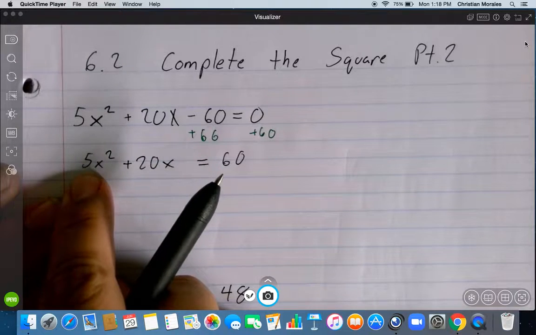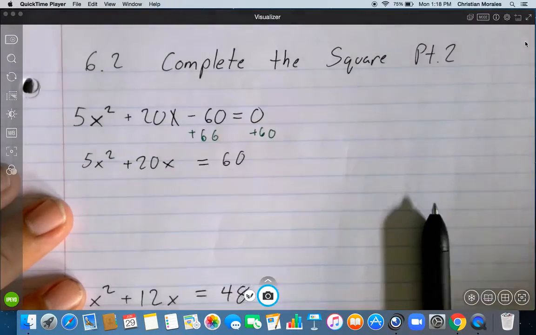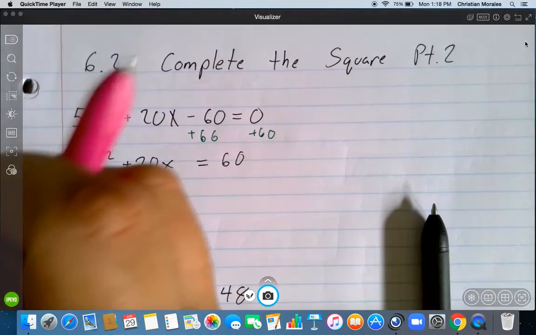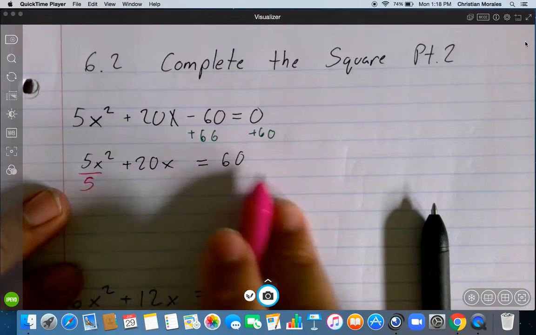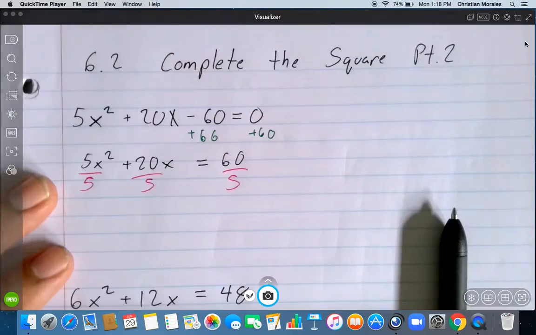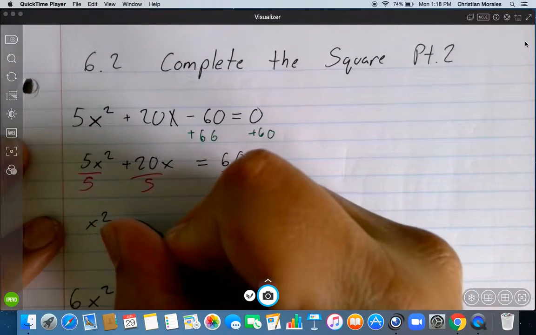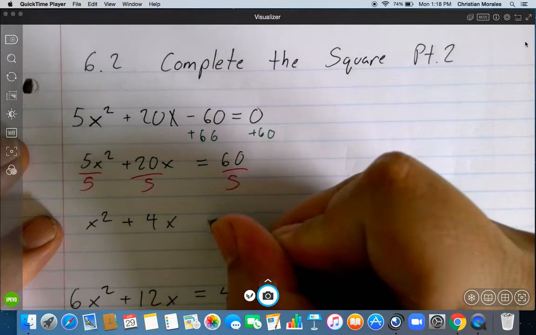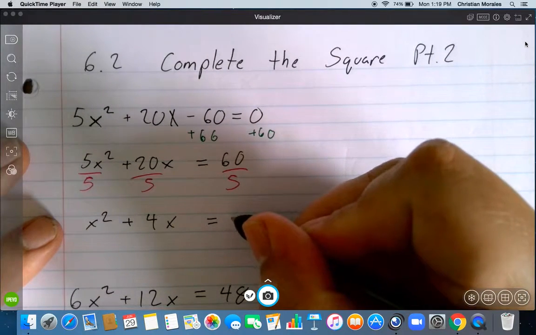So what I do is I try to get rid of that number by dividing it. I'm going to divide out a. So if I divide this number so that it goes away, I'm dividing it by 5. The rule is you have to divide everything by 5, including the 60 on this side. So your problem now becomes x squared plus 4x equals 12.